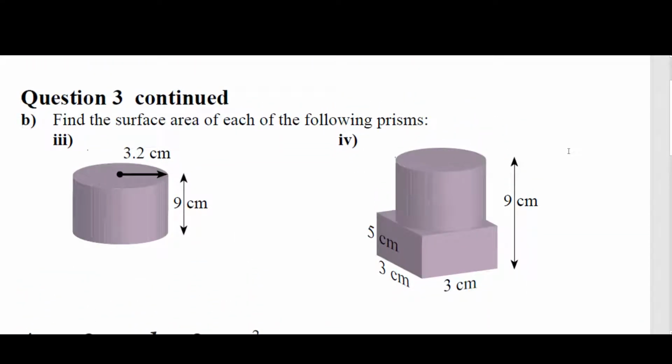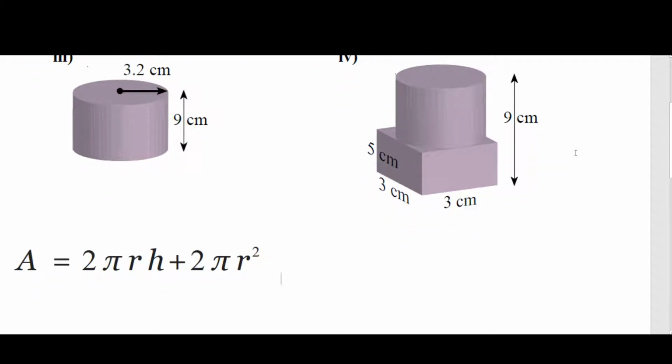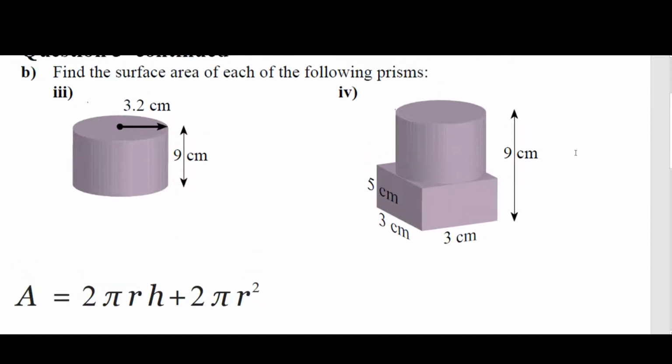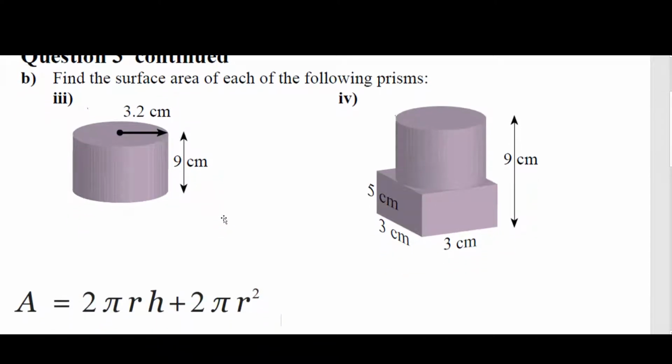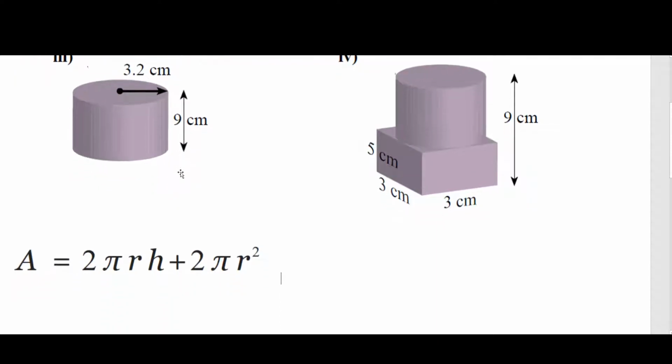Question 3. Find the surface area of the following prisms. So on to part 3 now. Now this is a cylinder, okay? And here we're going to make the assumption that the cylinder is covered. So it's covered there on the top and on the bottom. All right, so it's not an open cylinder, it's got covers.